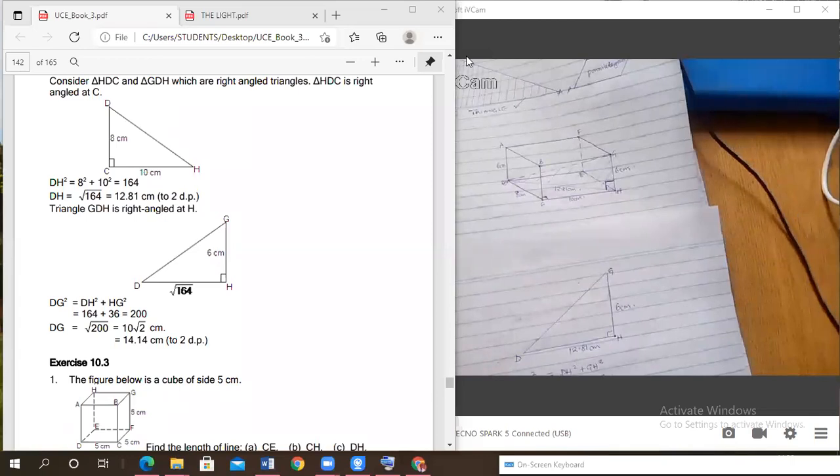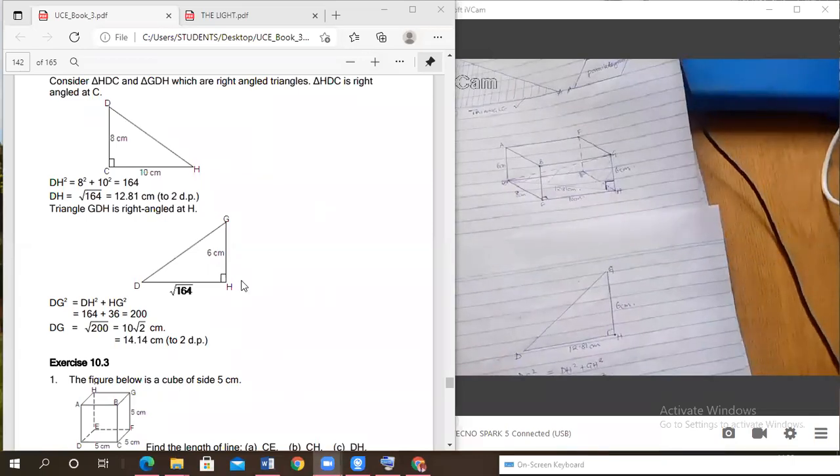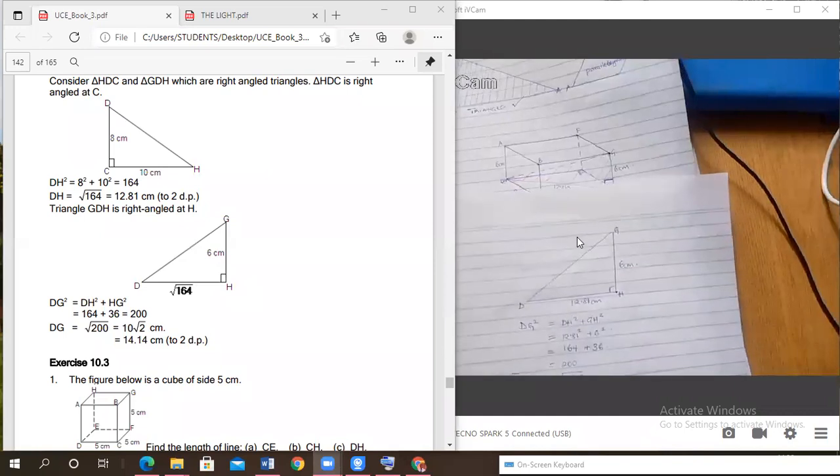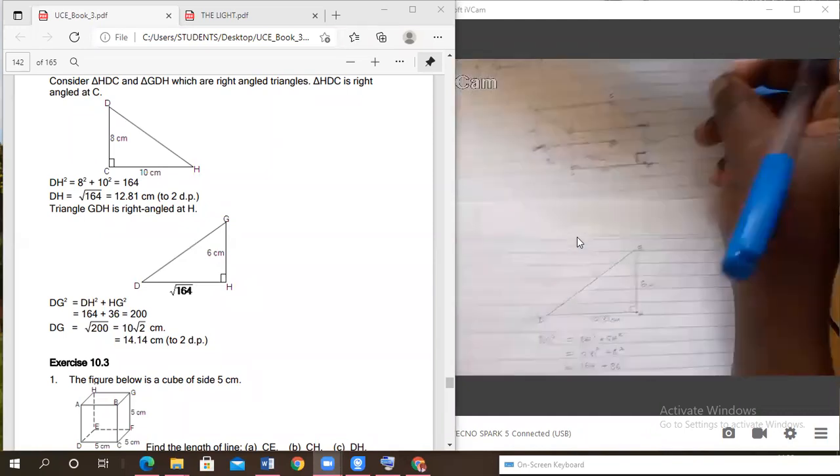Is it a must to put it to 2 decimal places? No, it's not a must. So you can have 14.1, it is also correct. But if they specify 2 decimal places, then you leave it to 2 decimal places. Okay. All right. Any other question?